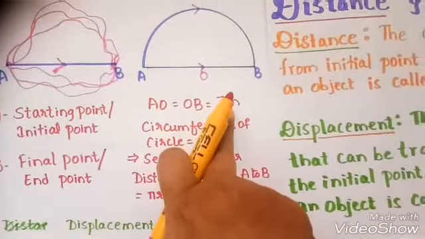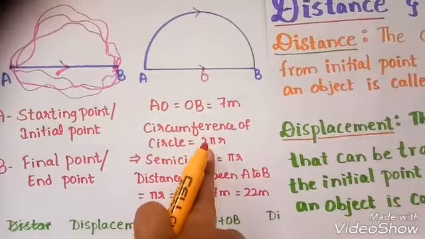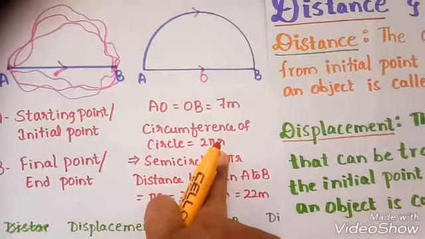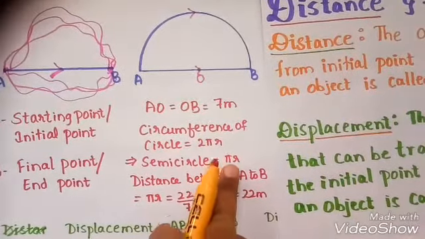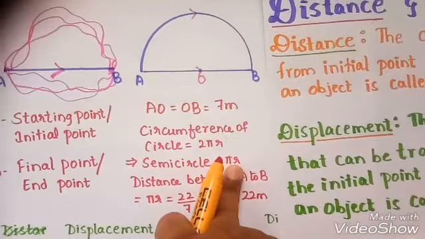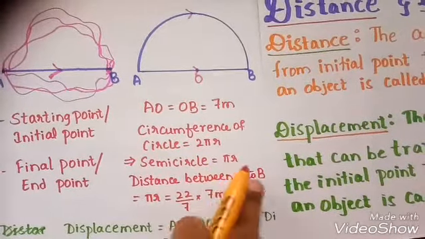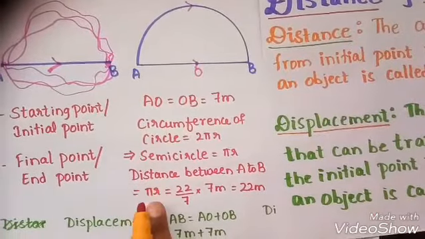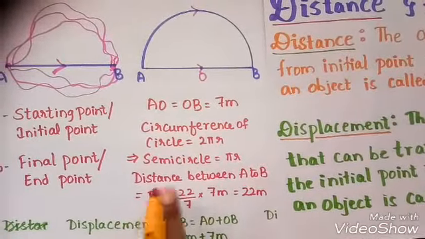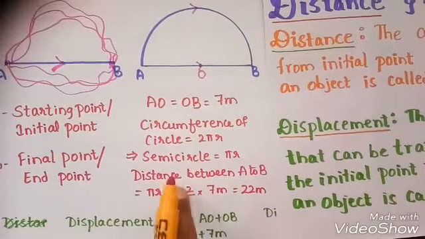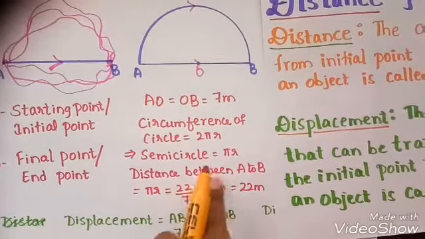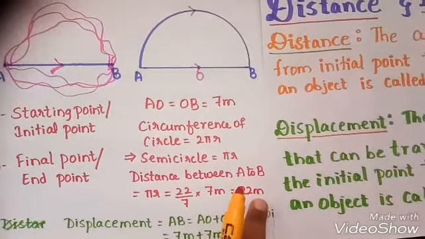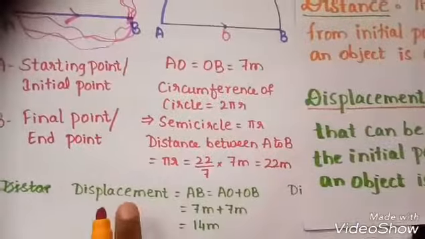How do we calculate the circumference of a circle? That is given by 2 pi r. Now the object is moving along the semicircular path, so the semicircle's circumference is given by pi r. The distance from A to B, the actual path, can be calculated as pi r. Taking the value of pi as 22 by 7, into 7, the 7s cancel out, and we calculate the distance from A to B as 22 meters.